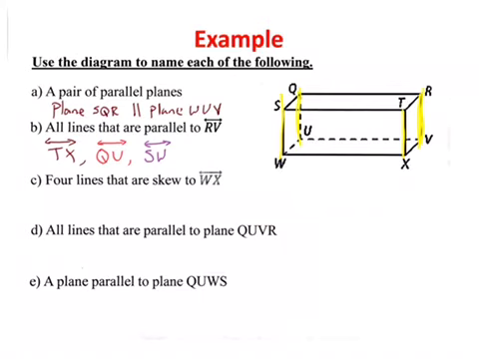We want to find four lines that are skew to WX. So WX is here. And we want to be skewed to it. Well, SQ and TR are skewed to WX, so we can say SQ. They don't cross it, but they're also not parallel to it. TR is also one.